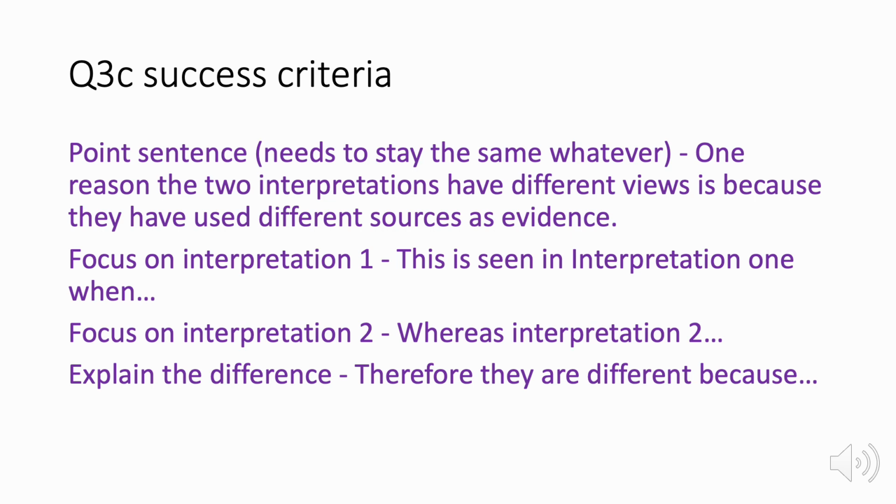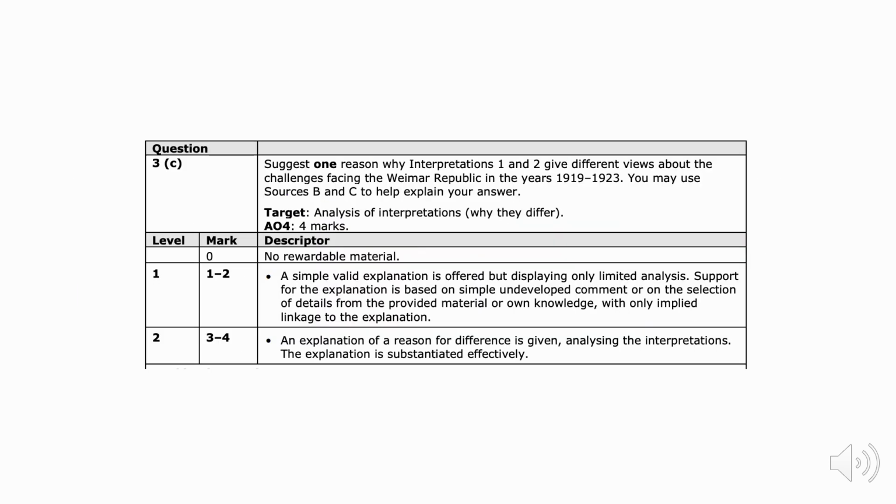All right. So as you can see here, the mark scheme says an explanation of a reason for difference is given. So you're not only giving a reason for difference, but you're then explaining how that would lead to a difference. Okay, analysing the interpretations. The explanation is substantiated effectively. So you really need to think about, if someone is using sources which are playing up the threats by political opposition, why would that mean they don't see hyperinflation as much of a threat? All right, that's the example here.